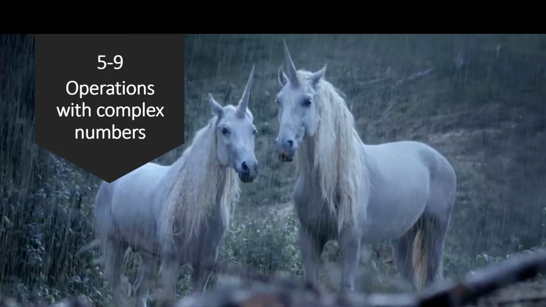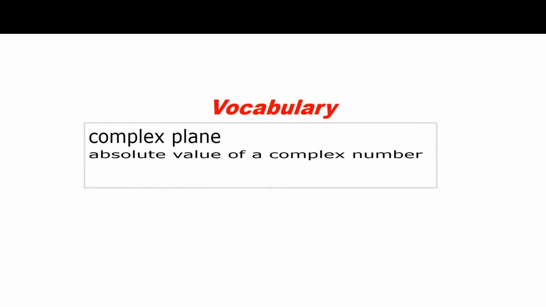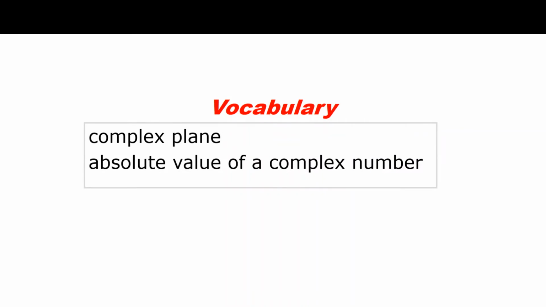Hey everyone, welcome back. This is lesson 5-9, operations with complex numbers. Your objective for today: you're going to be able to perform operations with complex numbers. Your vocabulary for today is complex plane and absolute value of a complex number.